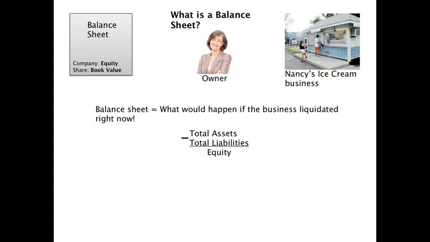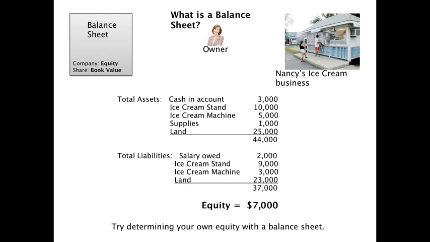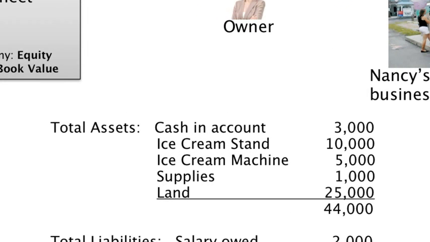So in order to do that, you have to basically sum up all of your assets, sum up all of your liabilities, and then the difference when you subtract the liabilities from the assets is your equity. So let's demonstrate that. So here what I did is I just took a very generic balance sheet for Nancy's business, her ice cream business. And on the top, you can see I have the total assets. Okay, so I'm going to go through these real quickly.